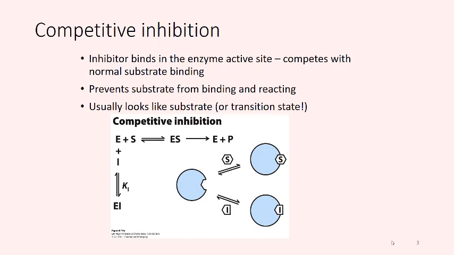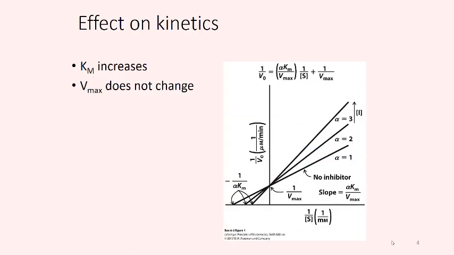The first type of inhibition, competitive inhibition, is relatively straightforward. In this case, the inhibitor binds to the active site of the enzyme in the same spot as the substrate, and therefore competes with the substrate for binding. Usually, this type of inhibitor looks like the substrate. This prevents the substrate from binding, which then lowers the Km.